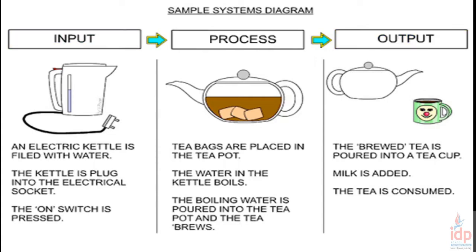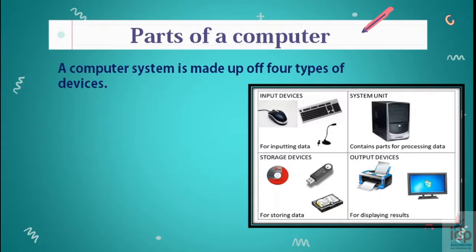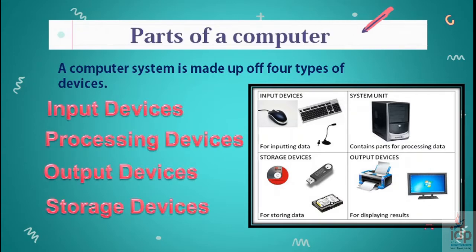The same process is followed by a computer. A computer receives data as input, processes it, stores it and then produces output. A computer system is made of four types of devices: input devices, processing device, output devices, storage devices. These devices are connected to each other with the help of wires. A computer performs various tasks with the help of these devices.